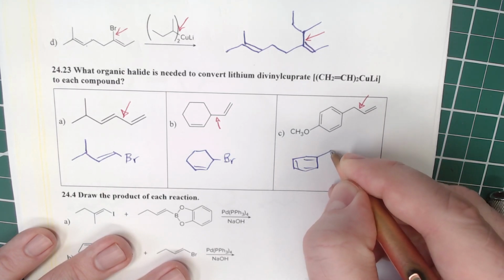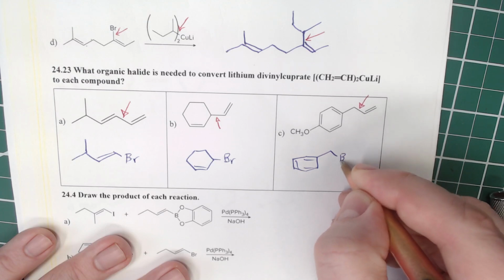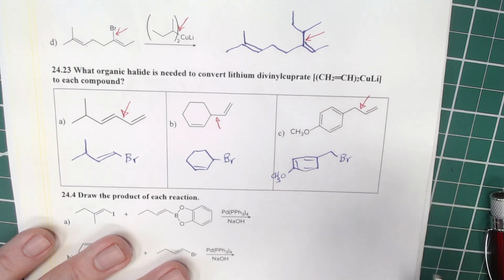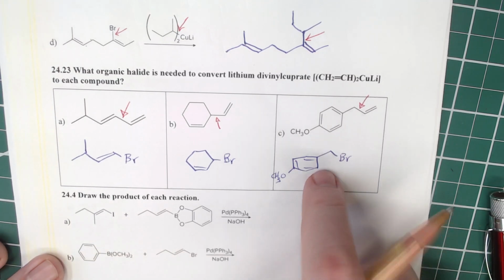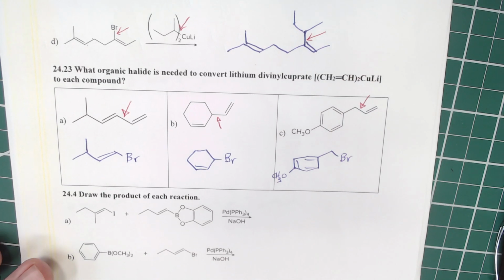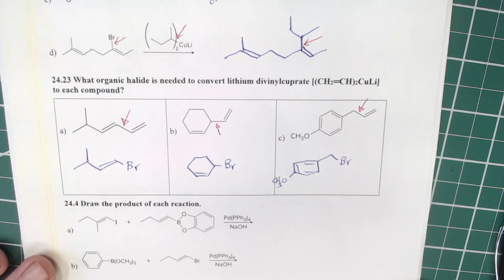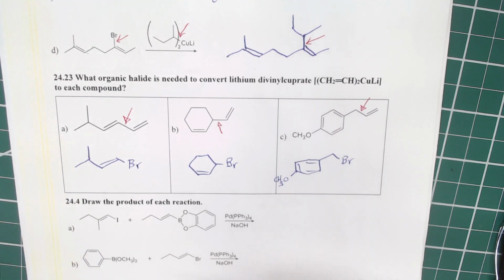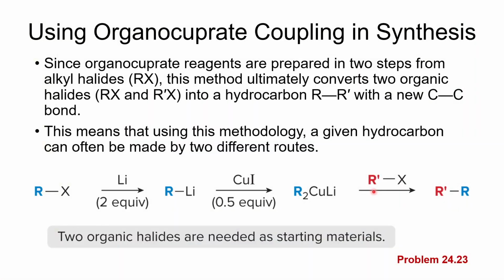So methyl, CH2, and then there's our bromine. And then over here, we'll have the OCH3. We'll use that plus that organocuprate, and then that will give us that particular compound. So pretty straightforward synthesis and pretty easy to analyze and go backwards with.